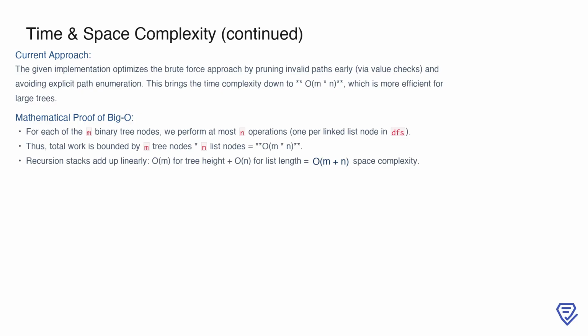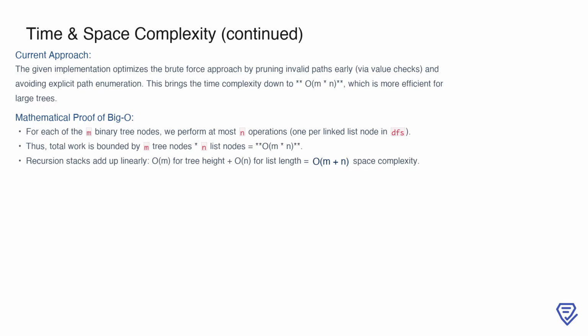To mathematically prove this big O analysis, we note that for each of the m nodes in the binary tree, the algorithm performs at most n operations, one for each node in the linked list during a DFS call. The total work is thus bounded by m*n, giving a time complexity of O(m*n).